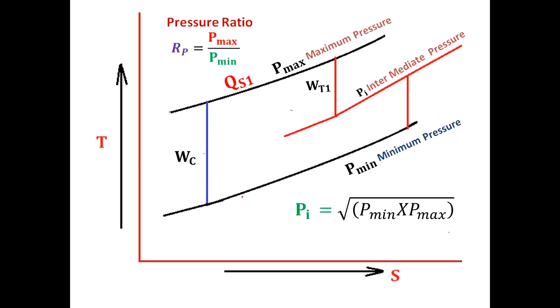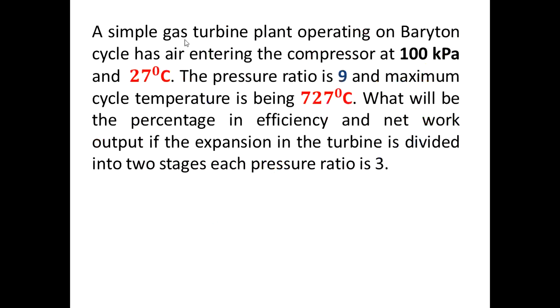QS1, W turbine 1, QS2, QR, and then W turbine 2, and then T1, T2, T3, T4, T5, T6, and then this is the end of the cycle, reheating cycle theory. Write down the problem. A simple gas turbine plant operating on Brayton cycle has air entering the compressor at 100 kilopascal, 27 degrees Celsius. Pressure ratio is 9 and the maximum cycle temperature is 727 degrees Celsius.